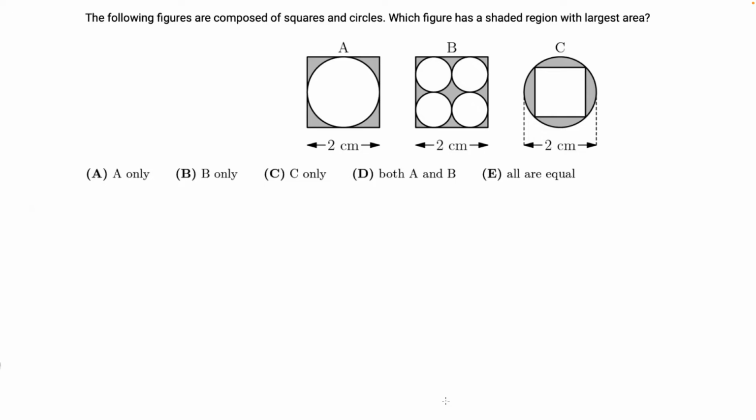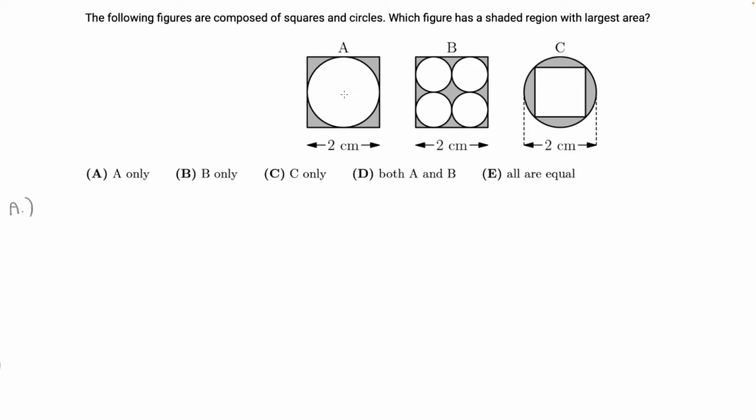The following figures are composed of squares and circles. Which figure has a shaded region with the largest area? So if we have the first figure, which is figure A, it says that the length is 2 centimeters, and we have a circle inscribed in it.